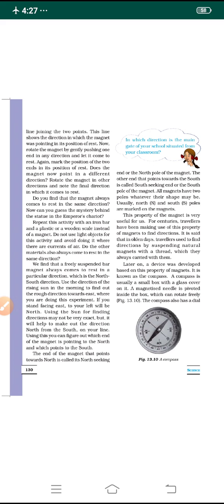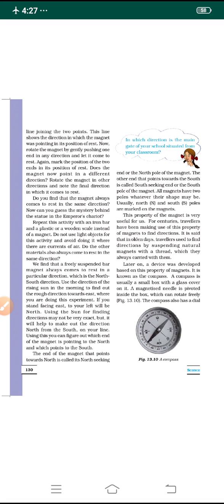Dear students, in the previous class I was explaining the concept of the compass. A freely suspended magnet always comes to rest in the north and south direction. This property of a magnet has been very useful to people since ancient times, for travelers who have been making use of this property to find directions.